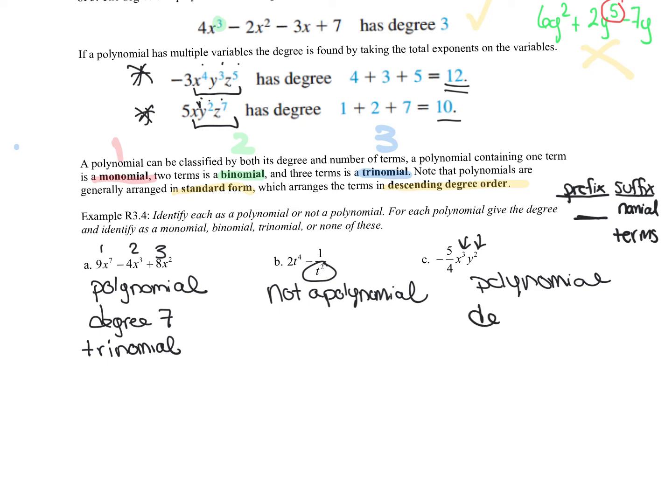The degree, remember, because I have 2 variables here, I have to add them up. I have to do 3 plus 2, so my degree is 5. And I only have 1 term, so what do you call something that only has 1 term? That's good. Monomial.